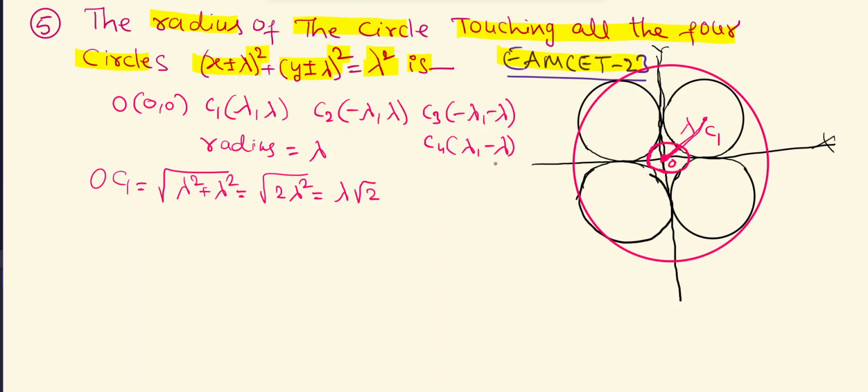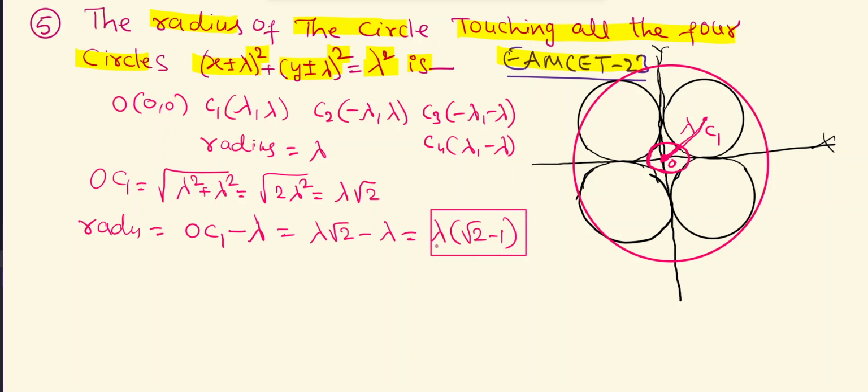So this is OC1. Now we find the radius of the circle touching internally. The radius is equal to OC1 minus the radius of the first circle in the first quadrant, that is lambda root 2 minus lambda, which is lambda times root 2 minus 1. This is the radius of the circle touching all the 4 circles internally.